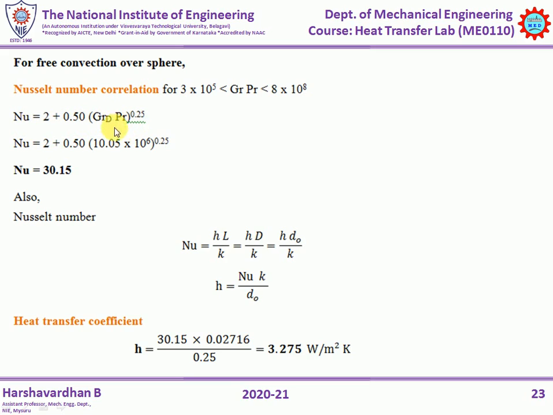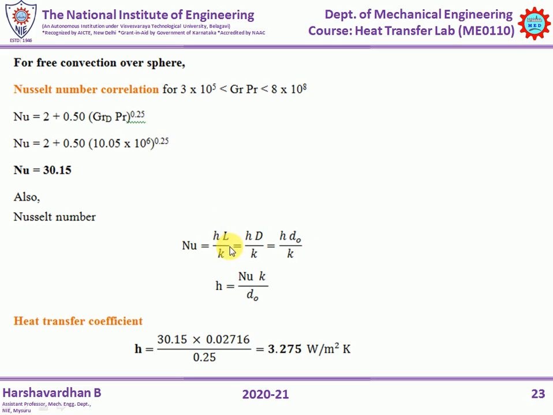So we are going to substitute the value of the Rayleigh's number here, that is the product of GR and PR will be substituted here. Okay, and based on that we are going to get the Nusselt's number as 30.15. We also know that Nusselt's number is nothing but HL by K. Okay, this is the general expression for Nusselt's number.